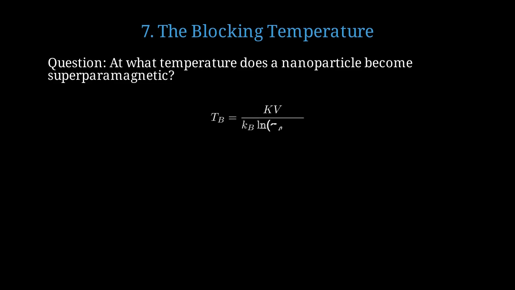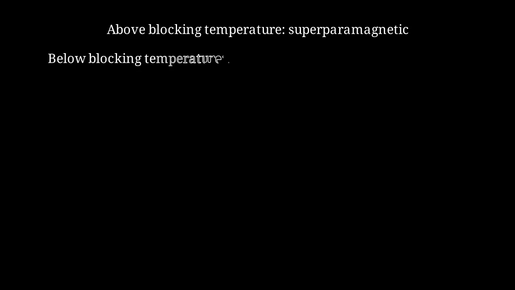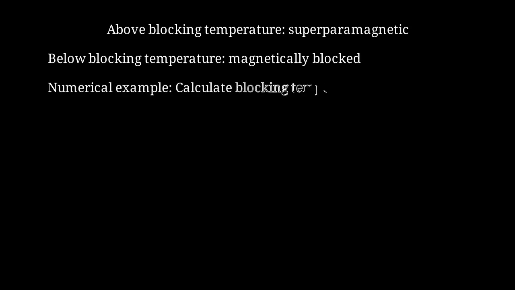The blocking temperature equals KV divided by Boltzmann's constant times the natural log of the measurement time over tau0. Above the blocking temperature, the particle is superparamagnetic with rapidly fluctuating magnetization. Below the blocking temperature, the magnetization is frozen or blocked in a particular direction. Let's calculate the blocking temperature for a spherical iron nanoparticle.